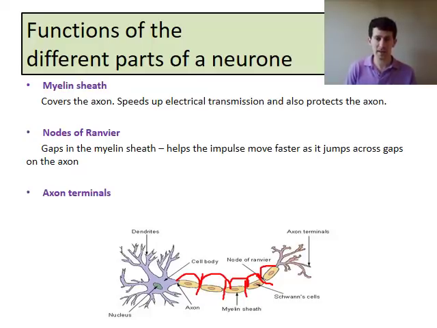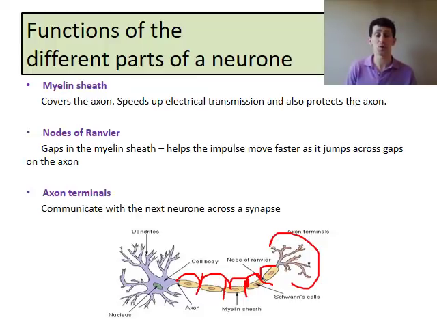And finally, at the end here, we've got the axon terminals. The axon terminals are basically there to communicate with the next neuron, and that happens across a synapse. You should hopefully remember the word synapse from when we did abnormality.